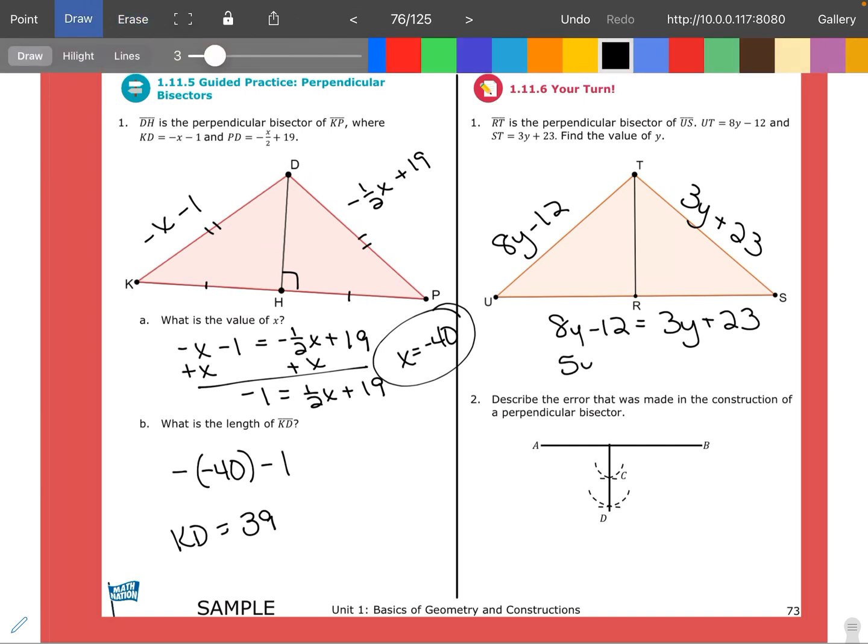Okay, I have 5y minus 12 equals 23. There we go. Add 12 to each side, and I will get 5y is equal to 35. So therefore, y is equal to 7. I'm going to stop it right there.